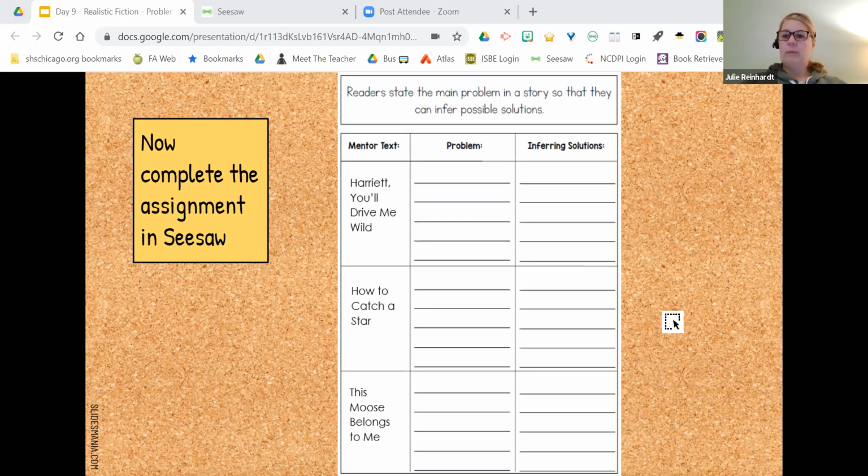Now, you might not remember these stories. What can you do? You can go to page 2 of the activity, and there are links to each of those stories where you can listen to them again. So you can listen, write a problem, listen some more, write another problem, then write some solutions after. And then I want you to share these with your teacher so they can see that you're identifying the problems and coming up with possible solutions.